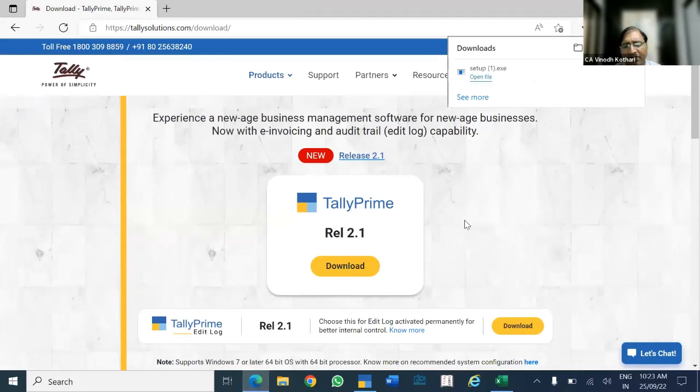I will give 1 minute. Once you have downloaded, just type yes. The Setup.exe file should be downloaded. I want everyone to be on the same line, so I will take some time and then install.